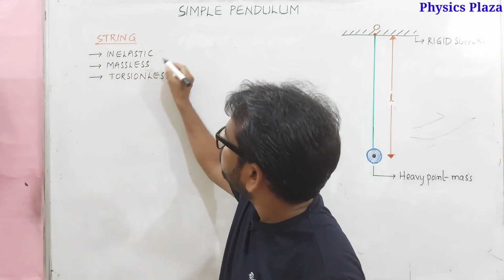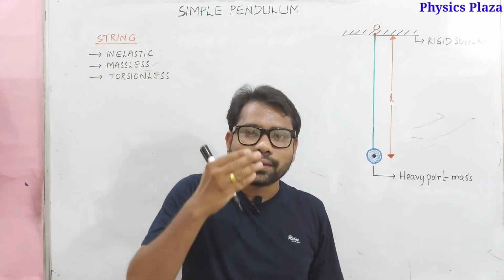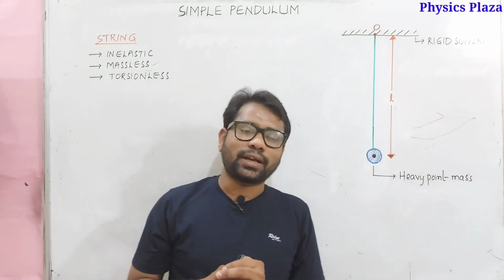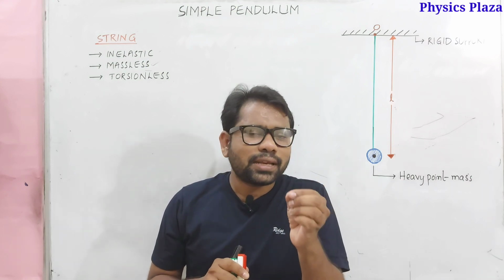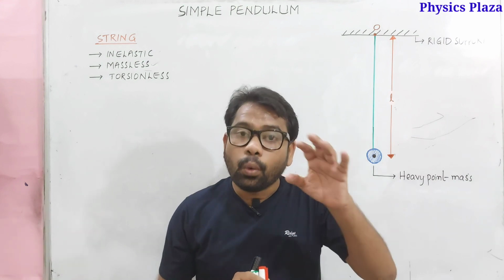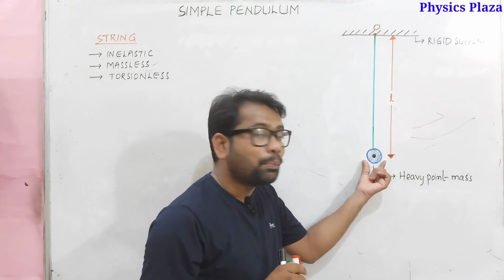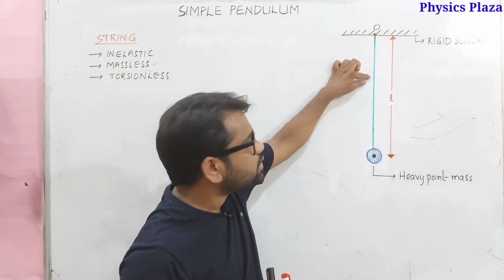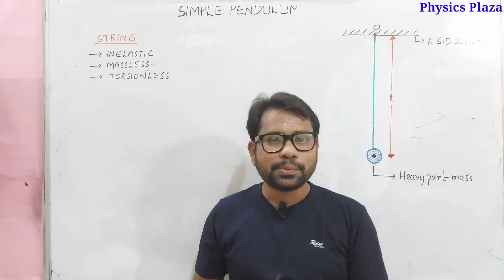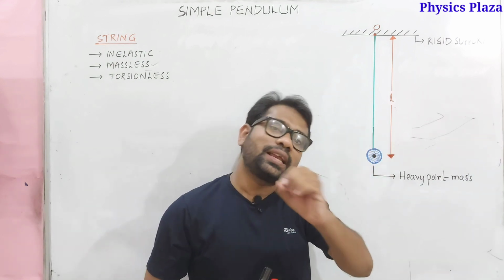Second, it should be massless. Children, a string without mass is not at all possible. Do you think a string can exist without mass? So what does massless mean here? It means lightweight: the total weight of the simple pendulum is only due to the heavy point mass. When compared with the mass of the bob of the pendulum, the mass of the string is negligible. So it does not mean zero mass. When compared with the bob, the mass is negligible.